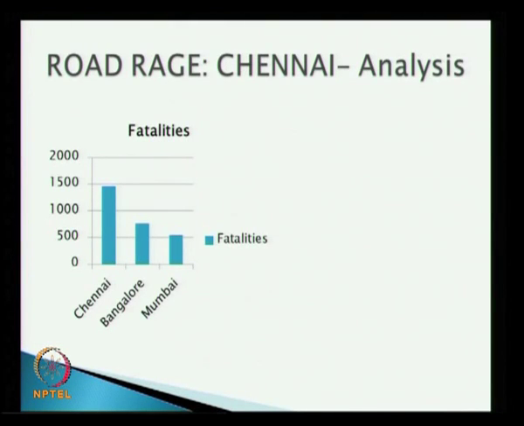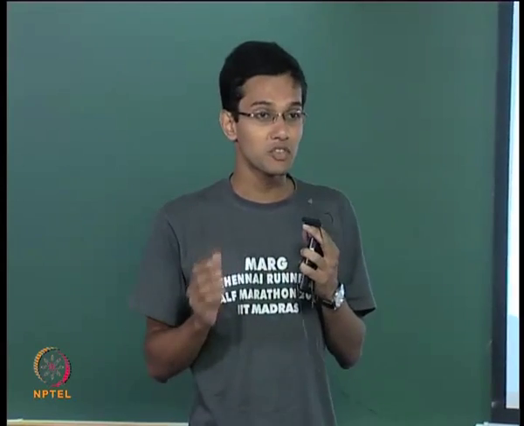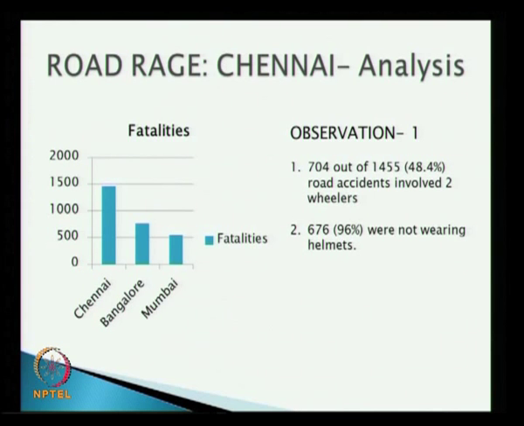In the year 2011, about 1455 people lost their lives on roads in Chennai. Further analysis by me has led to the following observations. Firstly, about half of the people who died in road accidents were riders of two-wheeler vehicles, and almost all of them were not wearing helmets.